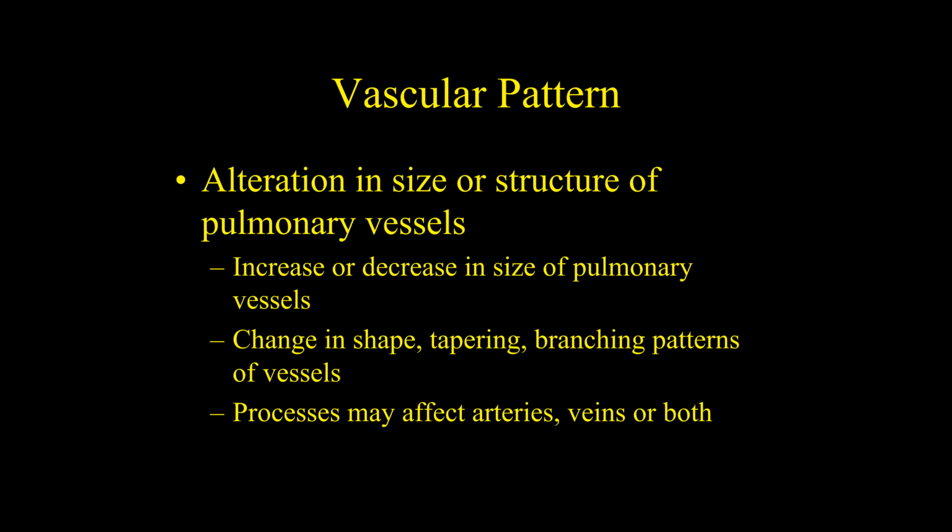Now let's go to the next pattern, pattern number 3. This is the vascular pattern, and the vascular pattern is, again, just what it says. It's something abnormal with the pulmonary arteries or veins or both. So an alteration in size or structure of the pulmonary vessels. The vessels are too big, they're too small, or they're abnormal in their course. So they're tortuous or pruned or blunted, something like that.